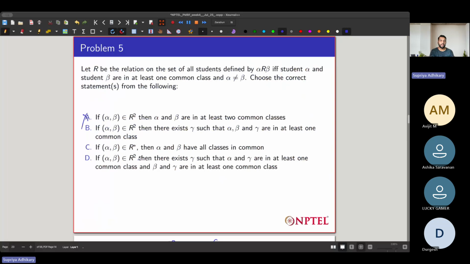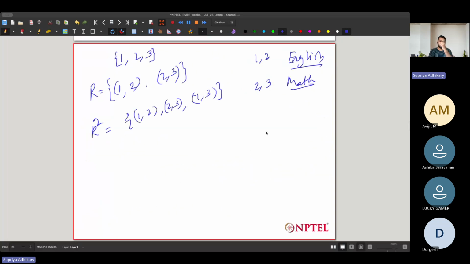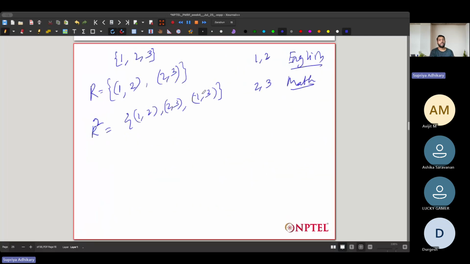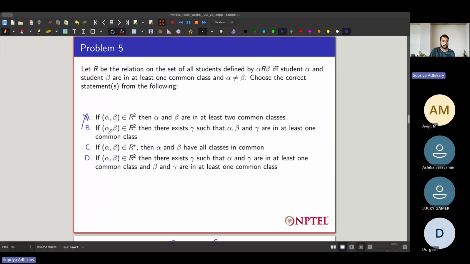The second option says that if alpha beta belongs to R square, then there exists a gamma such that alpha, beta and gamma all have at least one class in common. As you can see, this is also not true, because 1 and 3 have no classes in common, and still 1, 3 belongs to R square. In fact, no such gamma exists for this example for which alpha, beta, and gamma all have the same class. That is, 1, 2, 3 does not have one class in common. So this is also not true.